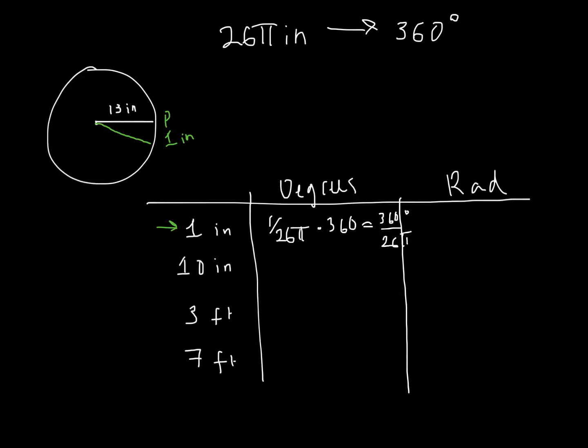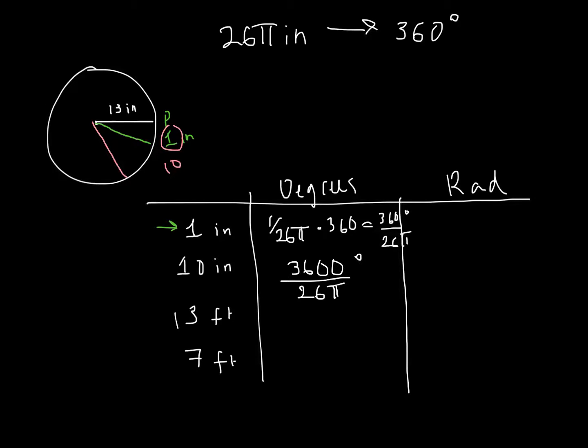And then the question becomes, all right, well, if that's how many degrees you've turned when you've gone 1 inch, what about when you've gone 10 inches? Well, that's just 10 times 1, so now I have 360 times 10, which is 3,600 over 26 pi degrees.